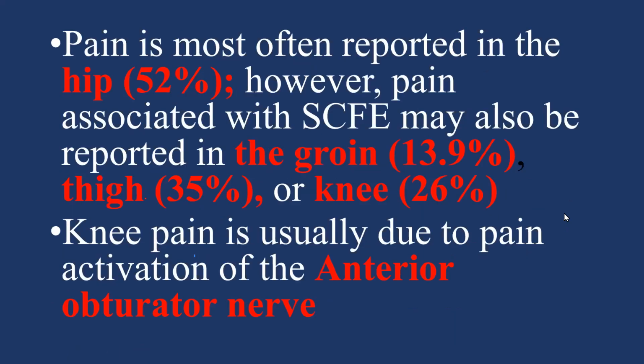Pain is most often reported in the hip, 52%. However, pain associated with slipped capital femoral epiphysis may also be reported in the groin in 13.9%, the thigh 35%, the knee 26%. Knee pain is usually due to pain activation of the anterior obturator nerve. These are questions we ask. Why do they have pain? Because they have irritation of this nerve. So please don't forget this.